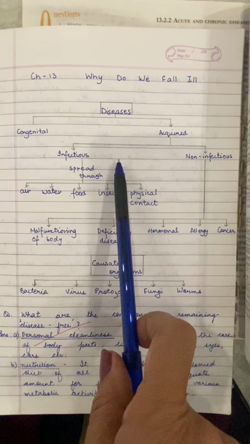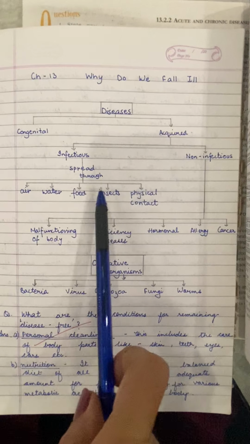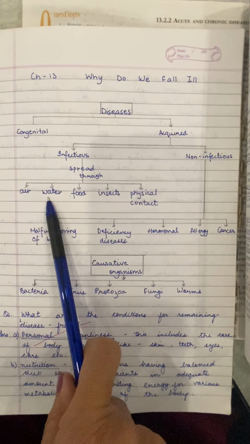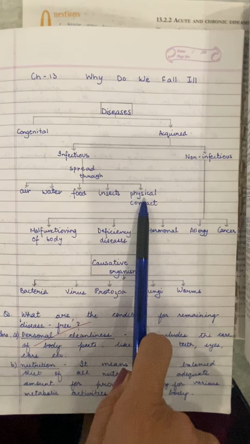Right. Now, infectious are the ones which spread. Infection means the infection spreads. And how does the infection spread? Either through air or water or food or some insects or animals and some physical contact.